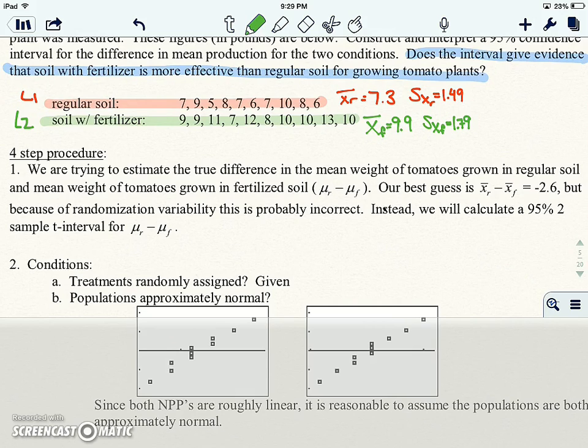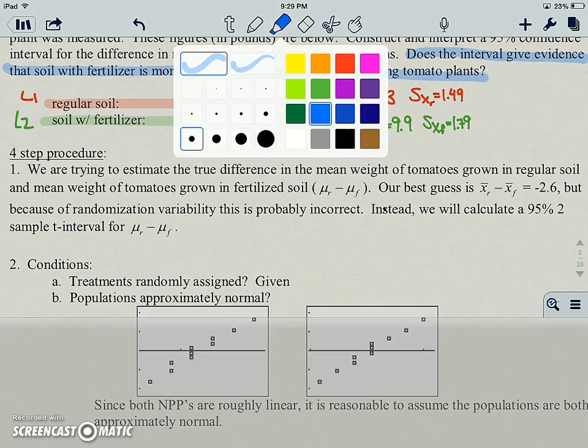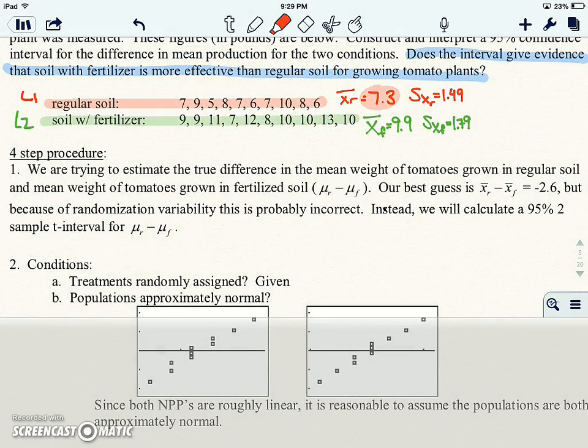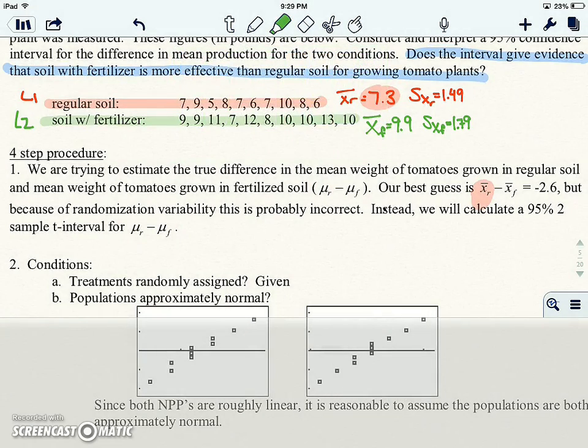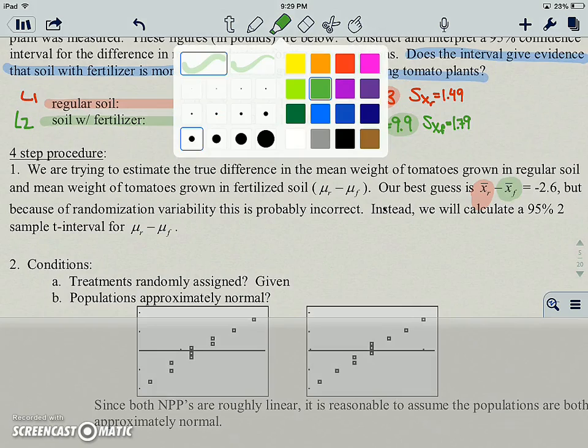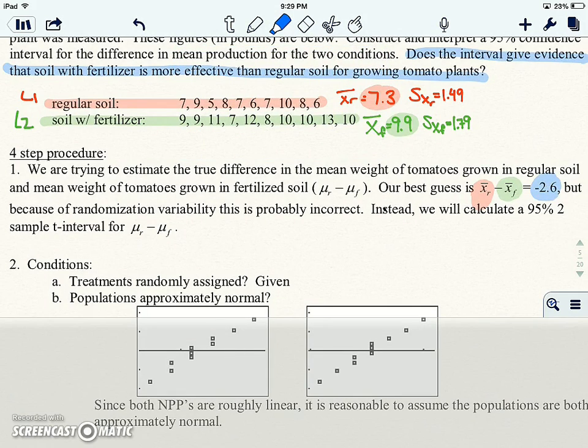Our best guess is negative 2.6, because if we subtract the 7.3, excuse me, that should go right there, the 7.3, and take away from it the 9.9, we should get this difference. So that's our best guess. But because of randomization variability, it's probably incorrect. Instead, we will calculate a 95% 2 sample T interval, which we already did.